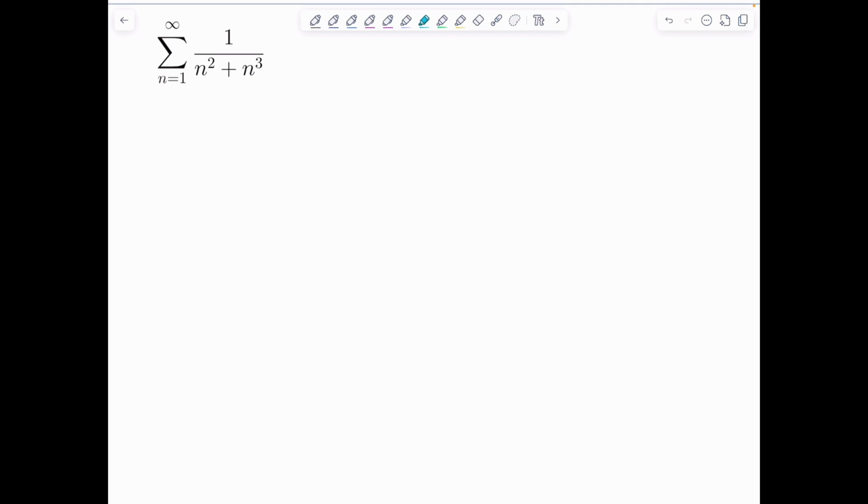Again, if you know other tests, you don't need to do the integral test for this guy. Direct comparison would work like a dream and be much faster. However, we're doing the integral test.